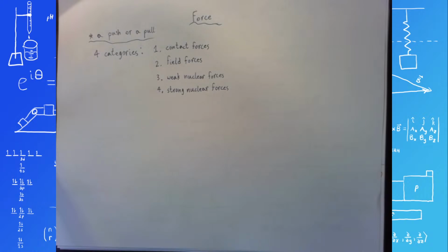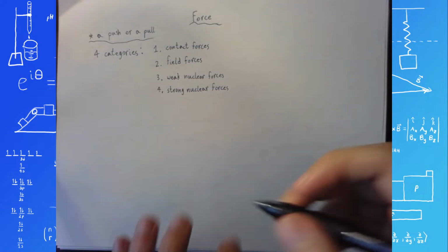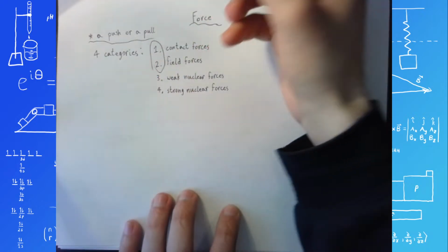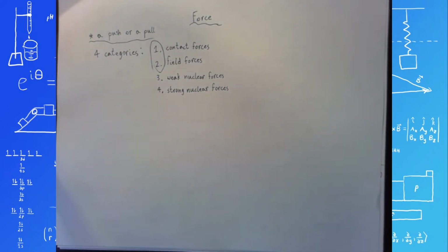And the weak nuclear forces are actually involved in the more violent type of nuclear force that you might think of when you hear the word nuclear. So yeah, there's some food for thought, but we are mainly going to be dealing with these first two. We are mainly going to be dealing with contact forces and field forces.